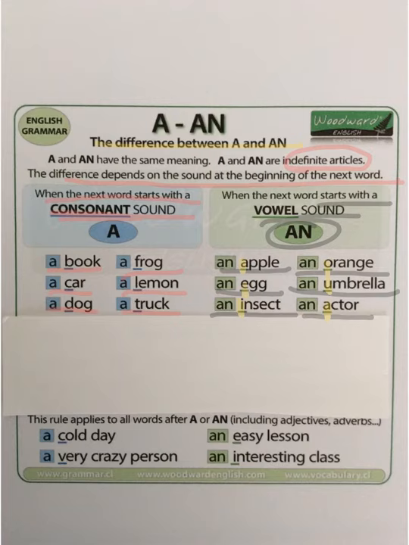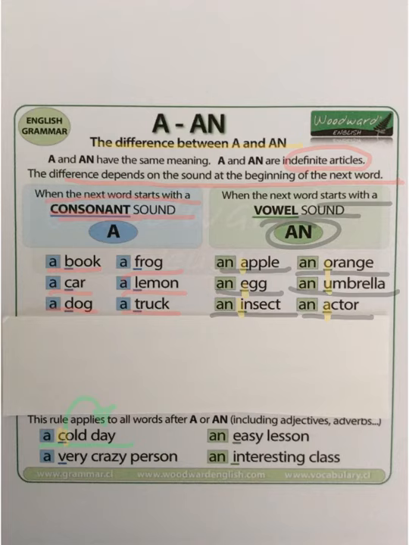Okay, let's jump to the bottom because this is some examples of how to apply a and an with a noun, an adjective, or an adverb. So right here, it says a cold day. And cold is describing day. So cold is an adjective. But do you notice cold starts with a C? That's a consonant, so we use A.